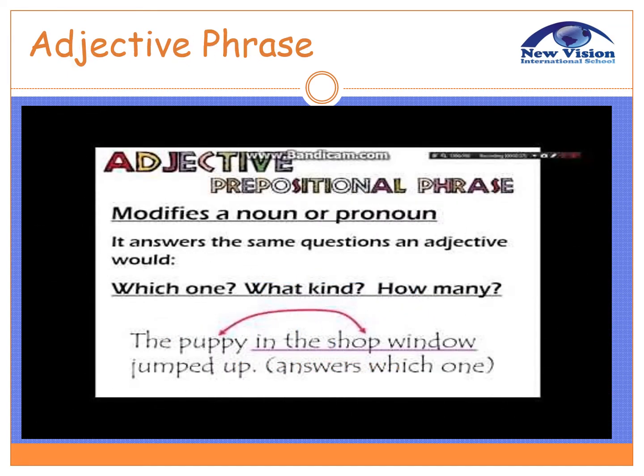Still on adjective phrase, functioning as an adjective, it modifies a noun or a pronoun. It answers the same questions as an adjective would: which one, what kind, and how many. Look at the example below. The puppy in the shop window jumped up. Your prepositional phrase there is in the shop window. It answers which one, and you're referring to the puppy.